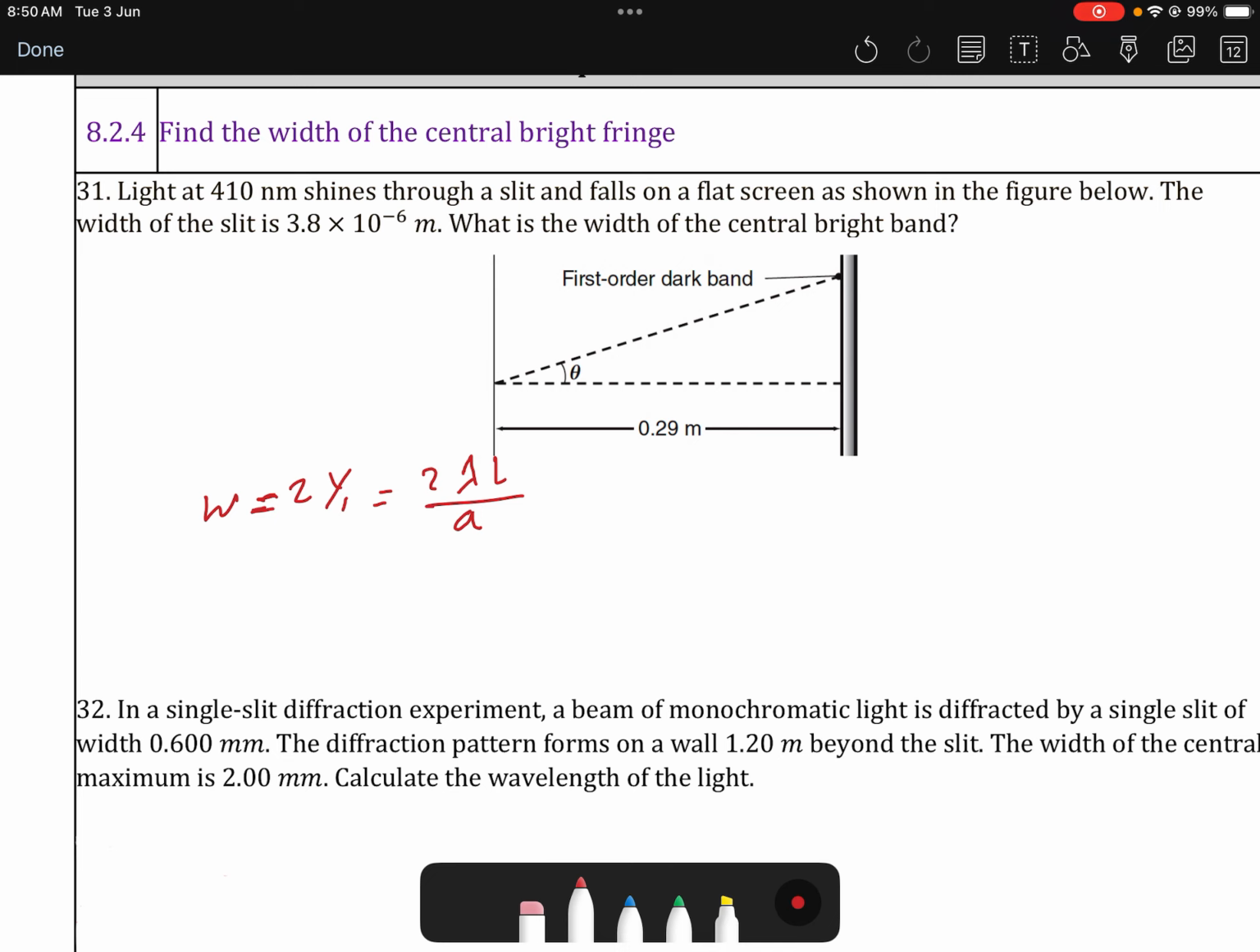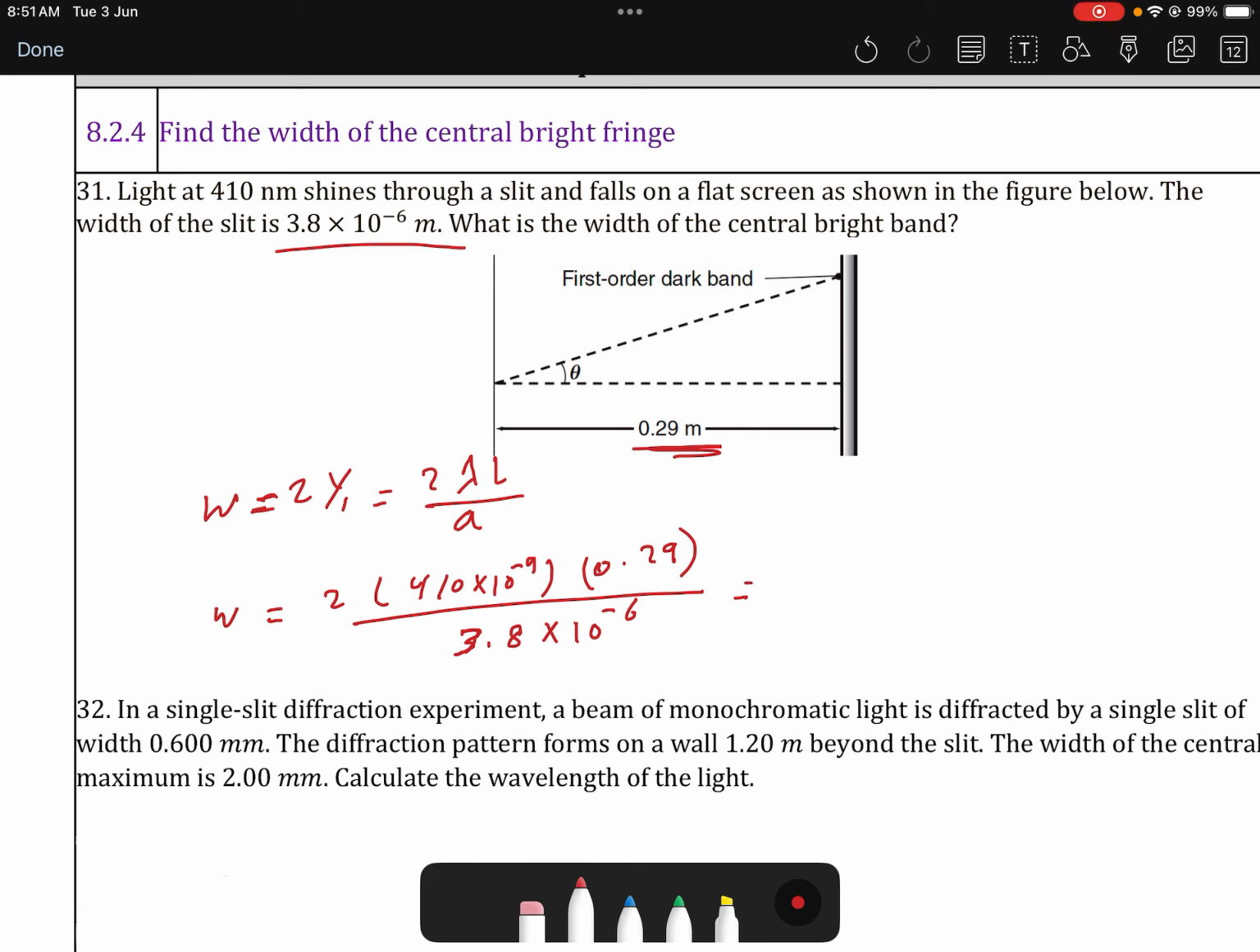Lambda is the wavelength, L is the distance between the slit and the screen. Of course, here we are talking about a single slit problem, not double slit like the previous one. So a is the width of the slit itself. So now W equals 2 multiplied by the wavelength, 410 nanometers, which means 410 times 10 to the power negative 9, multiplied by L, which is 0.29. This is L over a, the slit width. The slit width also is given as 3.8 times 10 to the power negative 6.